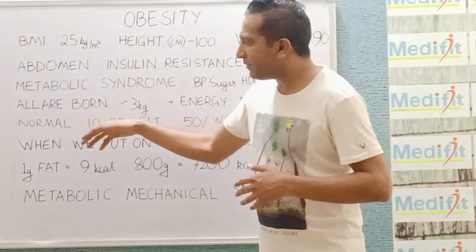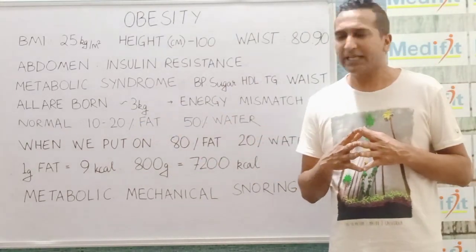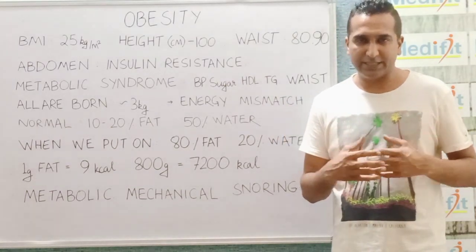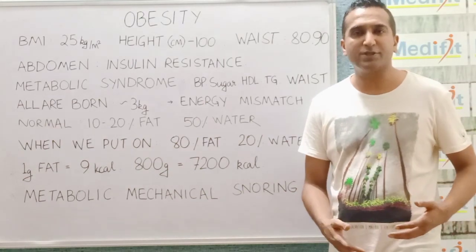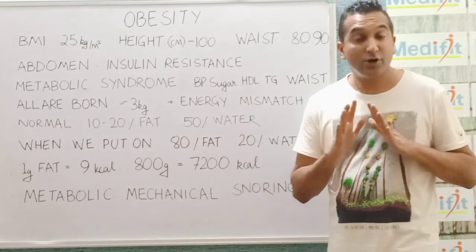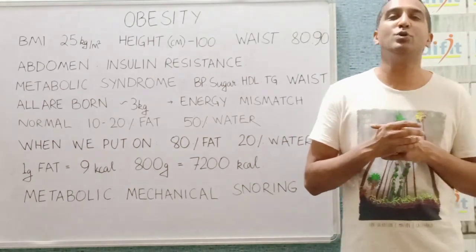Normally, in our constituent body, 10 to 20% of us is fat, and 50% is water, and the rest is bones and muscles and organs. Women have more fat than men comparatively, because they have greater deposition of fat on the buttocks, on the thighs, but they are not unhealthy. This is a very good example. A good example is also a sumo wrestler.